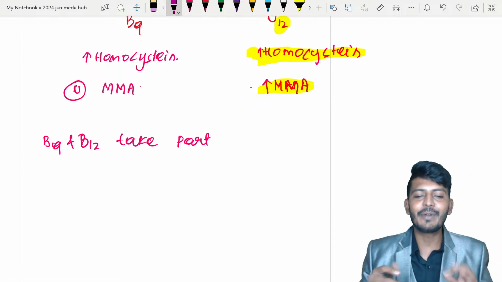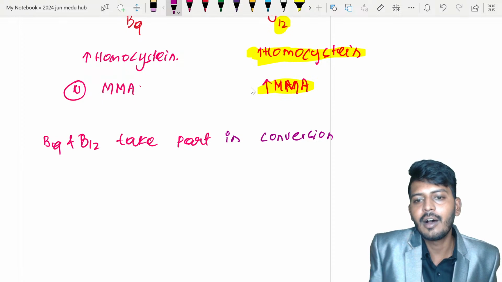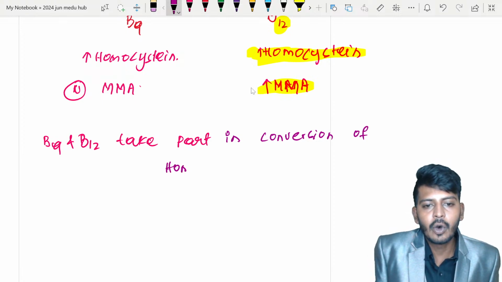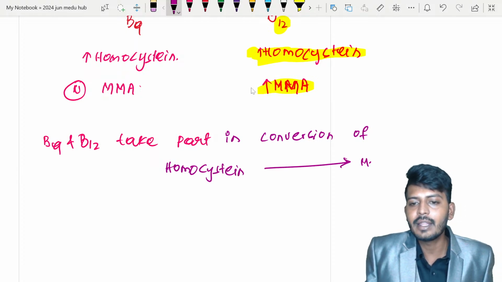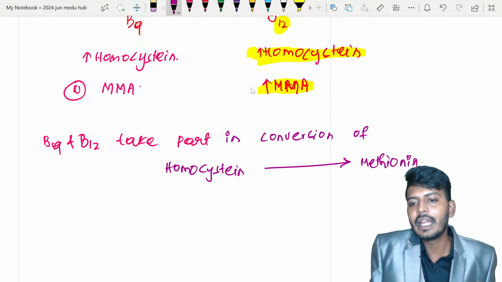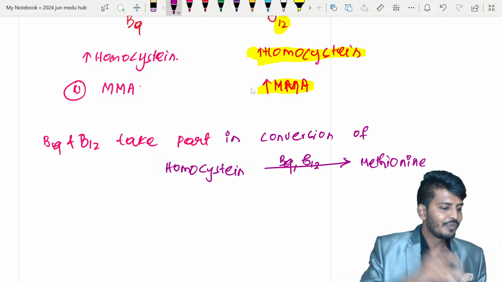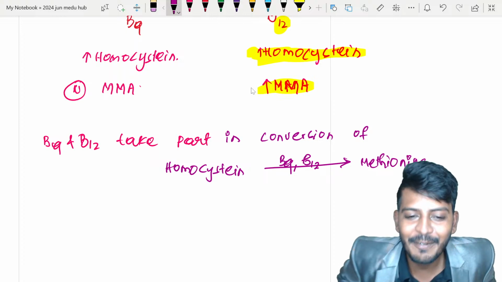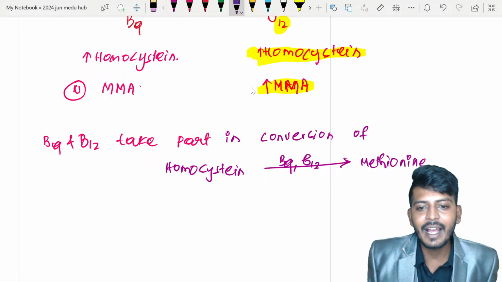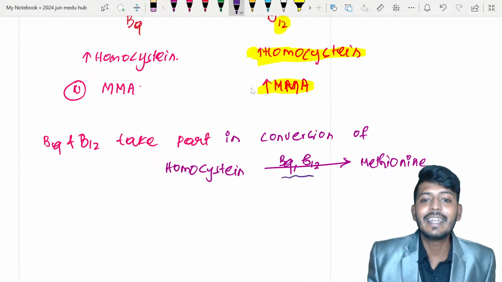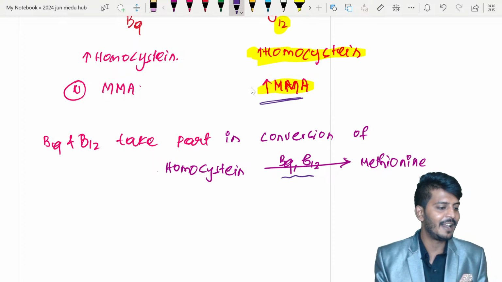ठीक है. सो B9 and B12 take part in conversion of homocysteine into methionine. होमोसिस्टीन टू मेथियोनिन में कन्वर्ट होने के लिए कौन चाहिए? बोथ B9 चाहिए and also your B12. Okay, so B9 and B12 both of them are required for the conversion of homocysteine to methionine. अगर B9 and B12 नहीं रहेगा तो homocysteine level बढ़ सकता है. तो इसीलिए डिफरेंशिएट करने के लिए हमें methylmalonic acid will be used to differentiate between the B9 and B12 deficiency. Okay.